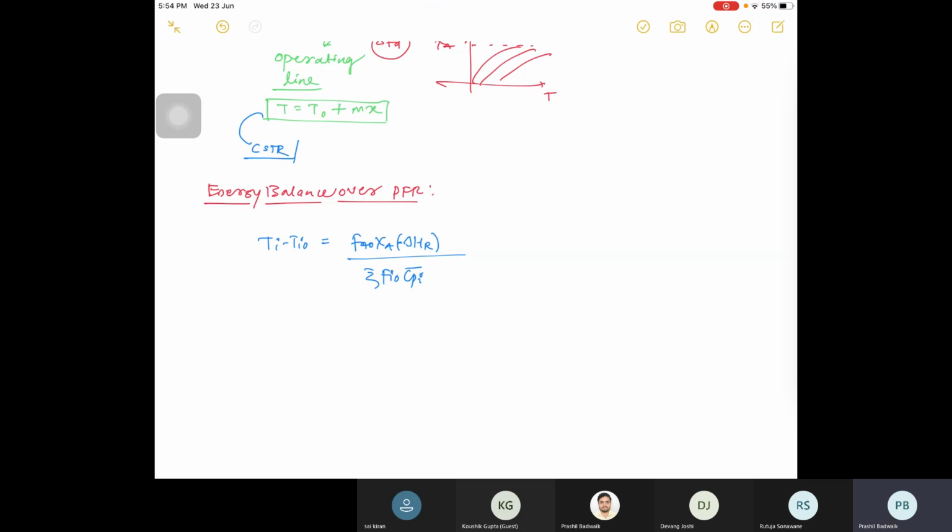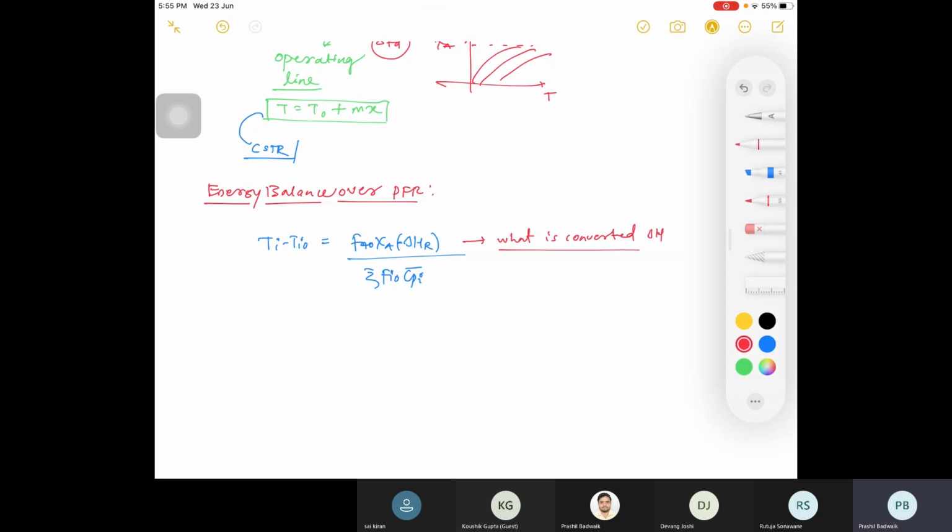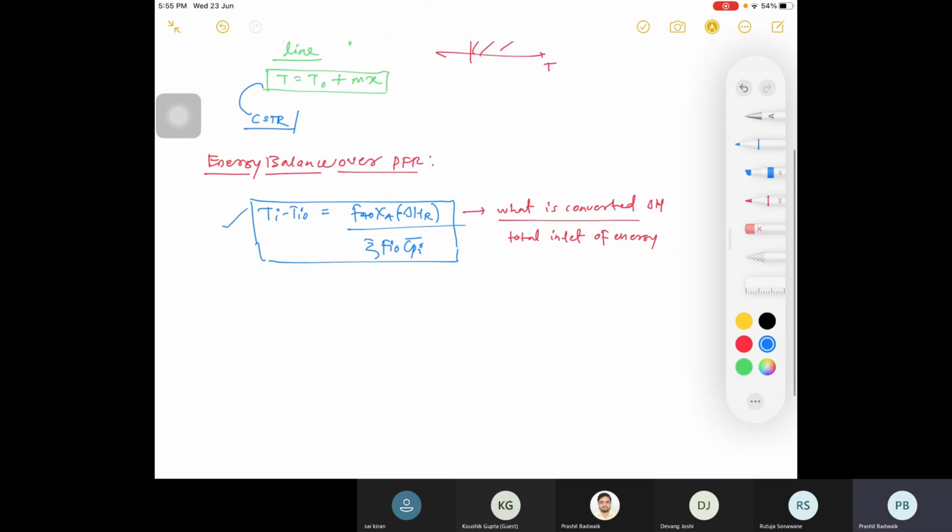So this numerator is saying what is converted with delta H, divided by the total inlet of energy. You can have this equation easily, and if you have solved problems, you would have found that most of the questions were from this topic only. So you need to find out the temperature change.